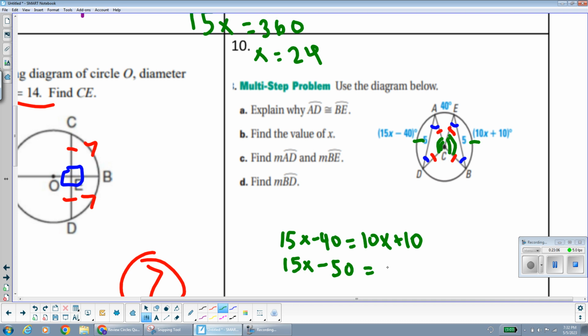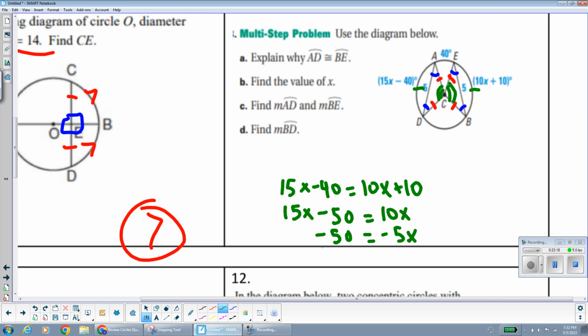15x minus 50 is equal to 10x. Negative 50 is equal to negative 5x. I just subtracted the 15x to the other side. And then if I divide everything by negative 5, I have 10 is equal to x. So our x value is 10.